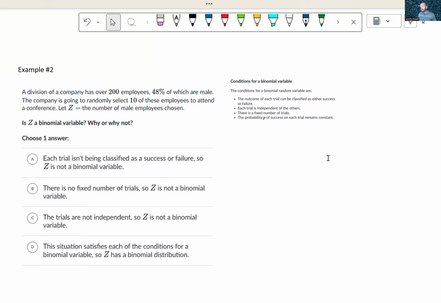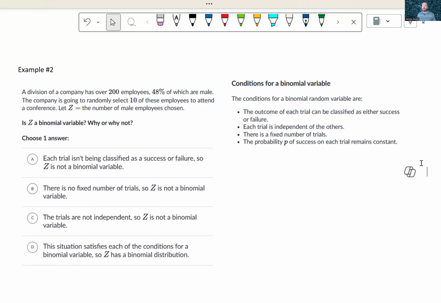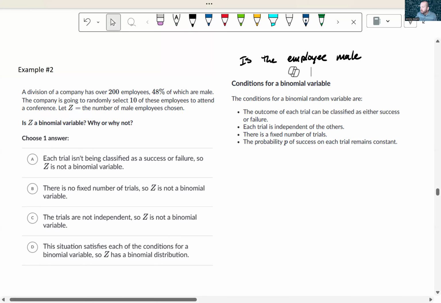Okay, so we're going to look at the conditions for the binomial variable again. Let me make this a little bit larger so we can see it a little better. So our first condition, the outcome of each trial can be classified as either success or failure. So the question is, is the employee male? Yes or no?